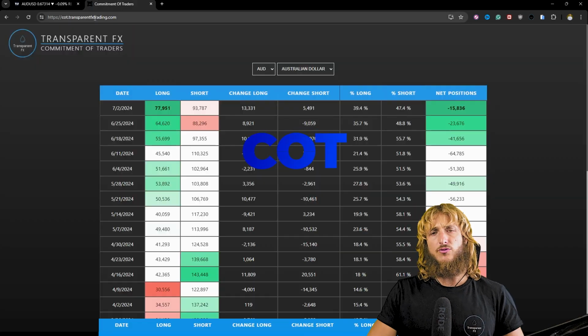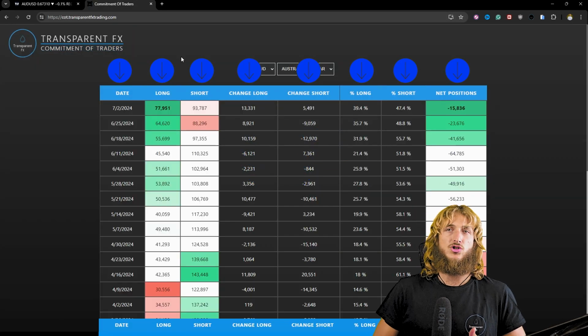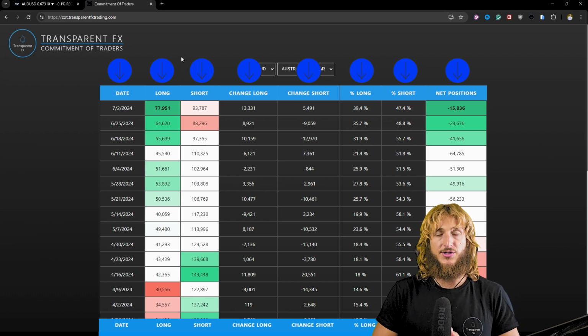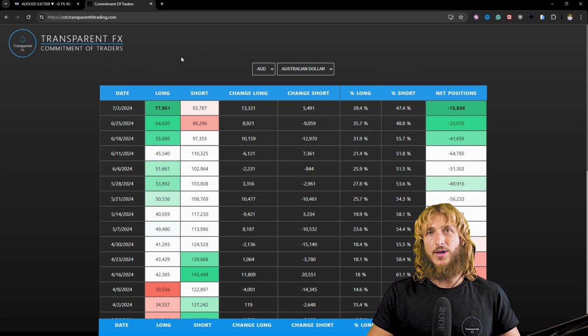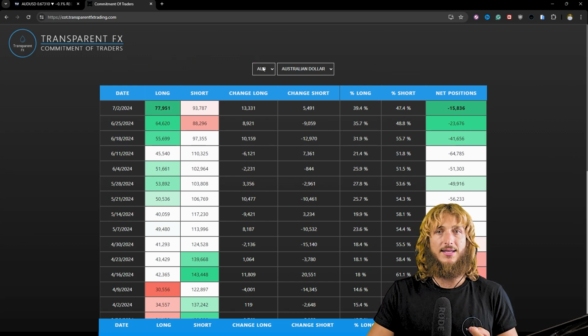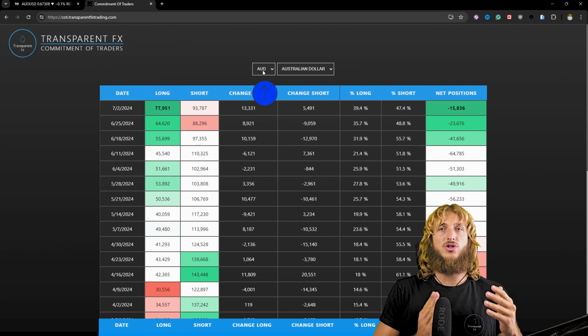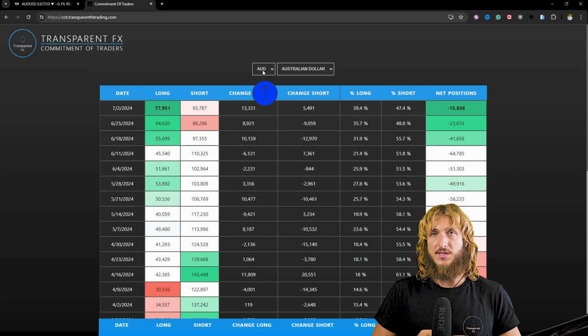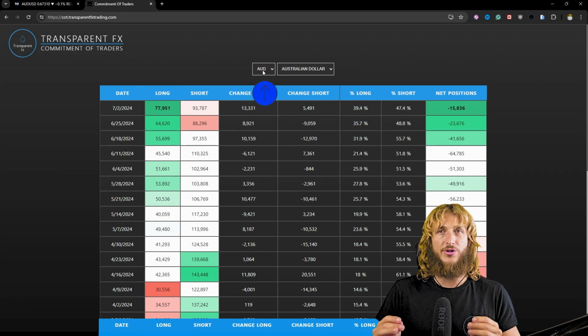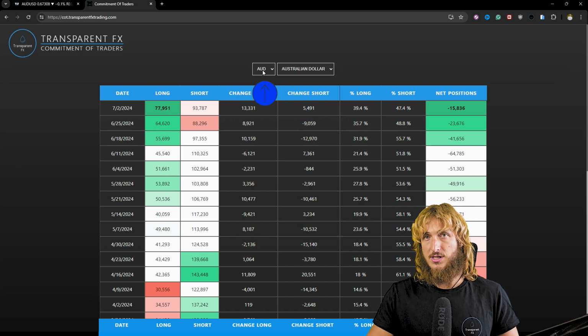Now, if we go and see what we have when it comes to the commitment of traders, so essentially what hedge funds and the big players in the market are doing, the first thing that we have to keep in mind is that if we're looking at the data for the AUD, we're actually already looking at AUD-USD because all currencies on the spot are traded against the USD.